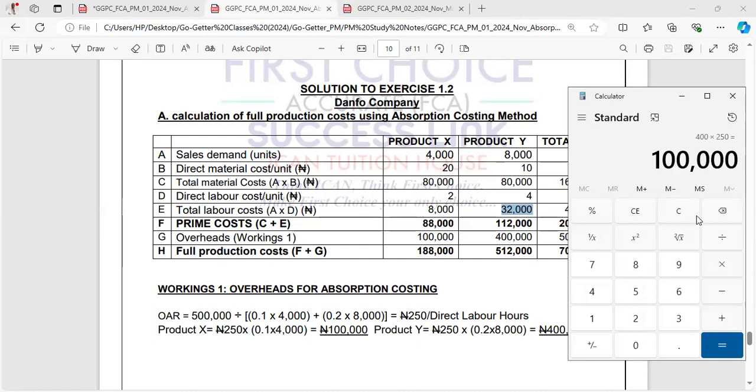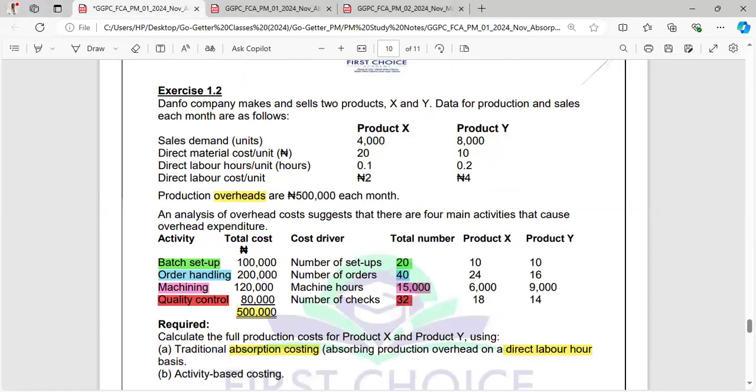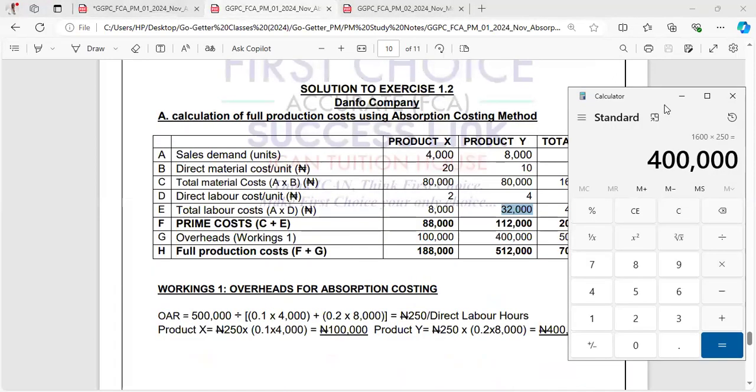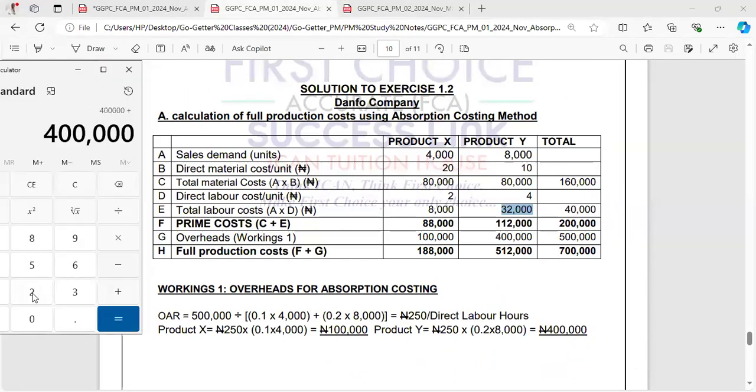Now for product Y, we said they have 0.2, let me confirm, 0.2 hours per unit, and we multiply it by 8,000, and we got 1,600 hours. What do we do? We multiply this by that 250, which is 400,000. Now that's this 400,000 we have here. So when we add 400,000 plus 100,000, we get 500,000 as the total that we had before. 500,000 was the total, and look at how it was allocated to each of the products.